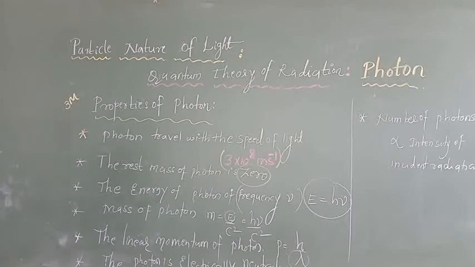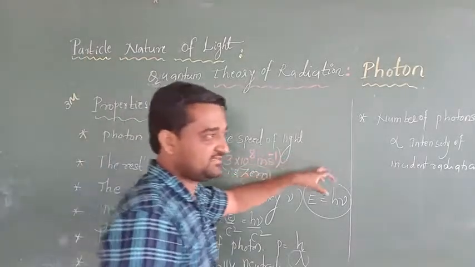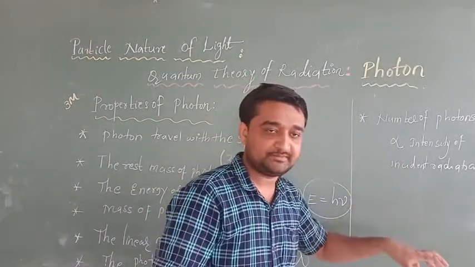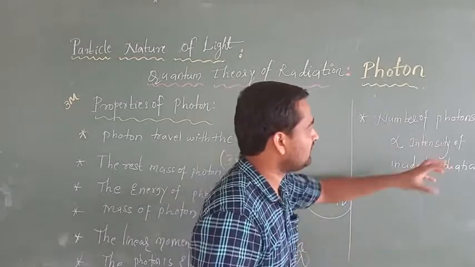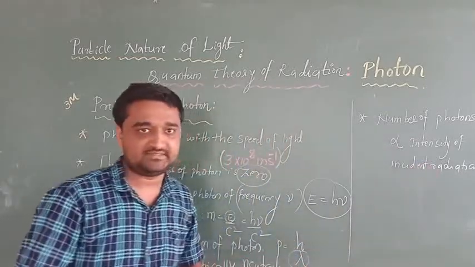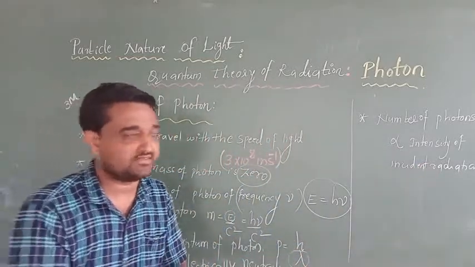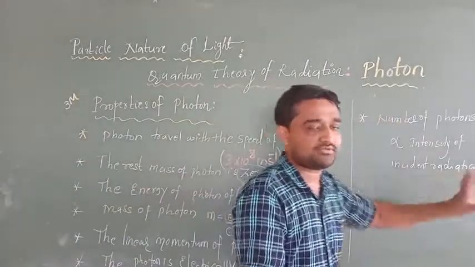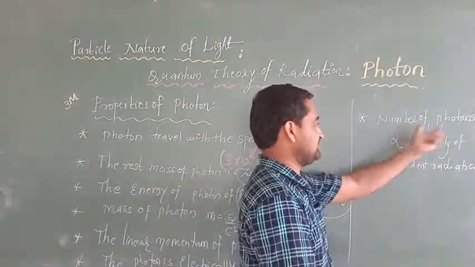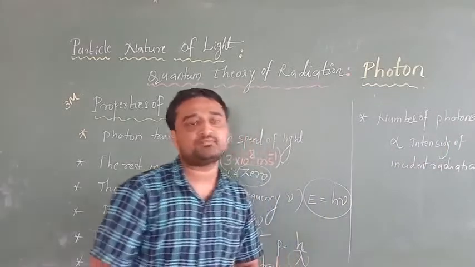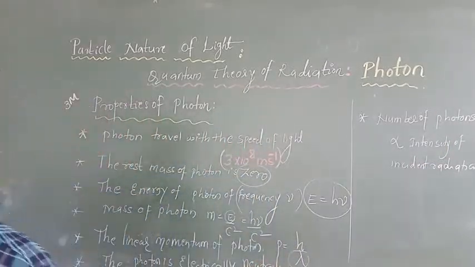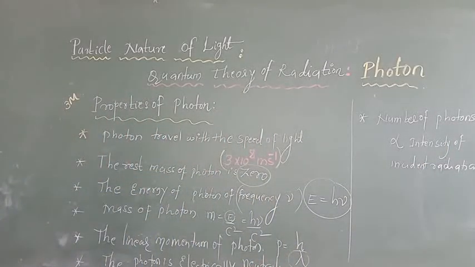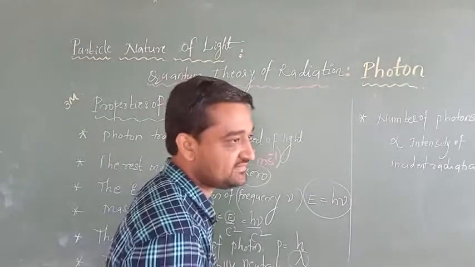So the more the intensity of light incident on the surface per second, the more photons there will be. If the intensity of light is higher, then the number of photons in it is also higher. That is a simple point. The number of photons incident on a surface per second is directly proportional to the intensity of incident radiation.